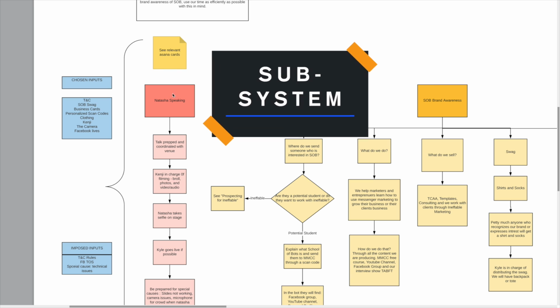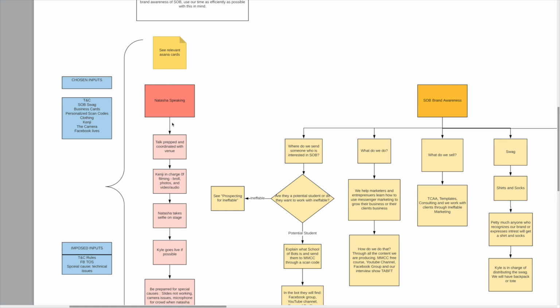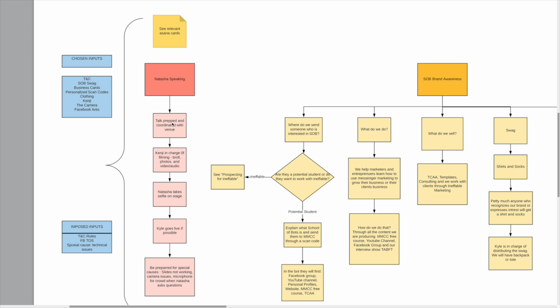This is considered a subsystem. This is a subsystem inside the overall system. So for Natasha speaking, these are all things that our team needs to be on the exact same page about so we prevent any issues from happening.